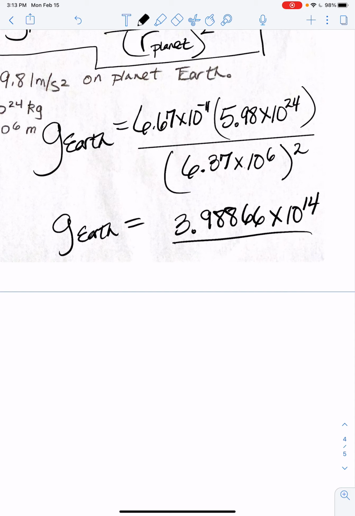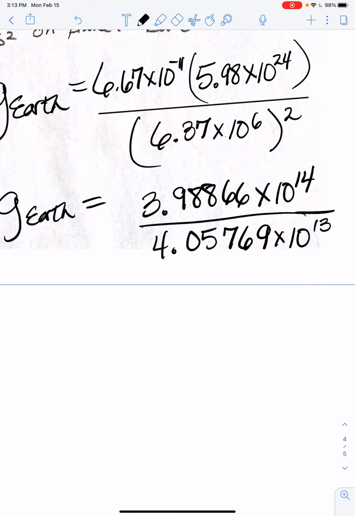6.37. Let's see here. I think I'm going to use some parentheses. 6.37 EE 6, end parenthesis, and then raise it to the second power. And on bottom here, we're getting like 4.05769 times 10 to the 13th. All right, so you can see there's a factor of 10 difference. Can you see that 13? Let me write that again. So there's a factor of 10 difference, which is baby g is about 10. So that makes sense, that this is going to be correct.